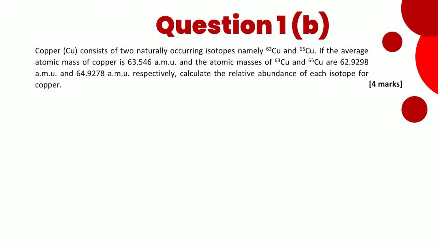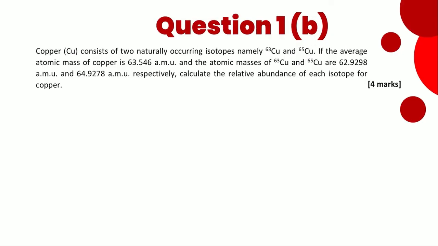Next, for Question 1B, what you have is copper consists of 2 naturally occurring isotopes, namely copper 63 and copper 65. What you have here is the average atomic mass for the copper. Here is the value. And you have the atomic masses for each isotope. You have to calculate the relative abundance of each isotope for the copper.